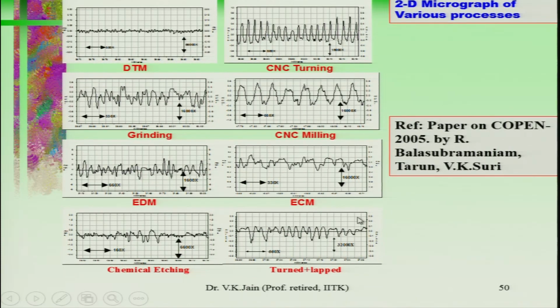These photographs or pictures have been taken from the paper at the Conference on Precision Engineering, that is COPEN 2005, by Dr. R. Balasubramaniam, Tarun and Dr. V.K. Suri.